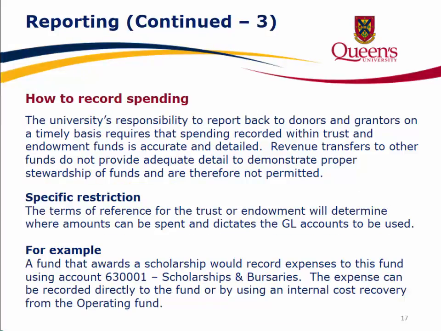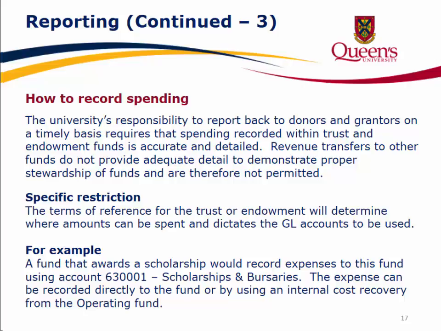How to record spending. The university's responsibility to report back to donors and grantors on a timely basis requires that spending recorded within trust and endowment funds is accurate and detailed. Revenue transfers to other funds do not provide adequate detail to demonstrate proper stewardship of funds and are therefore not permitted. Specific restriction. The terms of reference for the trust or endowment will determine where amounts can be spent and dictates the GL accounts to be used.